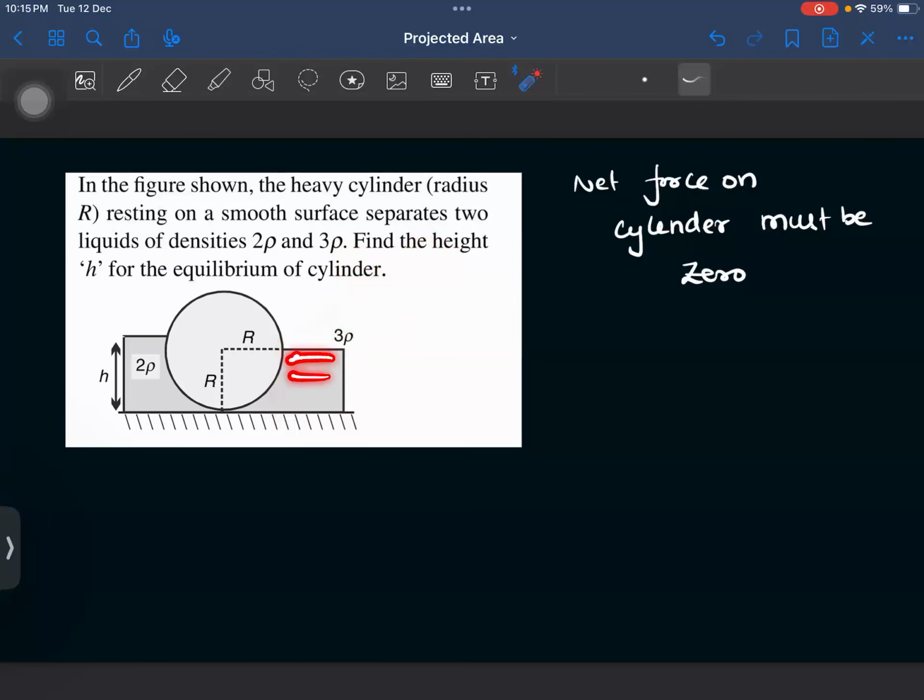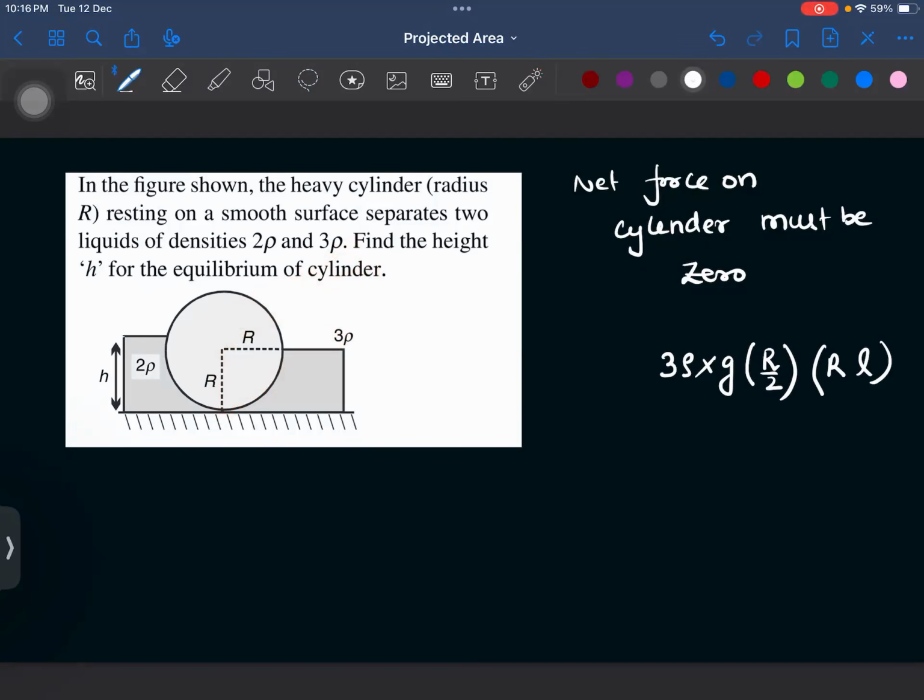The shadow of this on the vertical wall will be a rectangle of depth R. So the pressure force due to the 3 rho liquid can be simply written as 3 rho into g into R by 2, that is the pressure at the average point of the projected area, multiplied by the area of this projected area, which will be simply R into the length L.